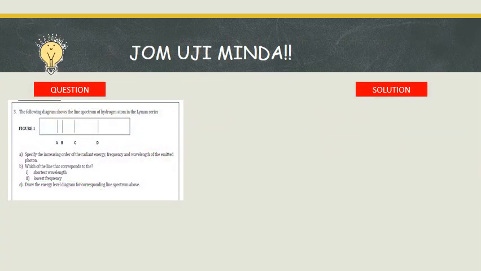Okay, so the last questions. The following diagram shows the line spectrum of hydrogen atom in the Lyman series. Dia dah sebut di sini this is the Lyman series. If the Lyman series, we know that the ground state must be n equal to 1. Specify the increasing order of the radiant energy, frequency and wavelength of the emitted photon. Maksudnya sekarang dia minta pada you all untuk susun line A, B, C, D ikut increasing energy, increasing frequency dan juga wavelength.